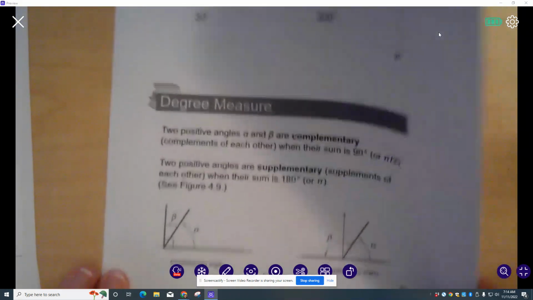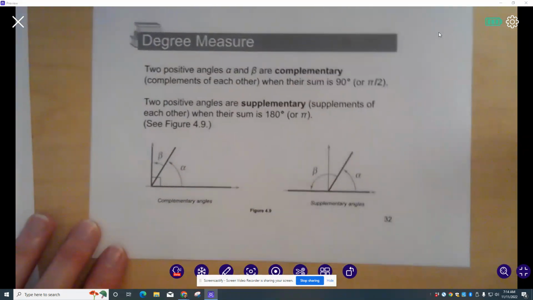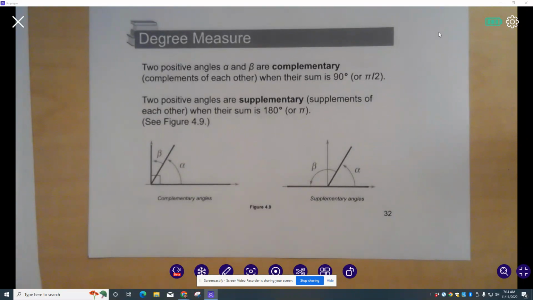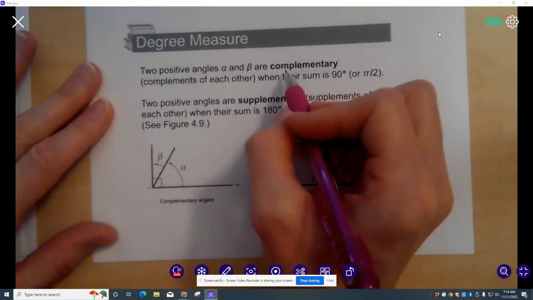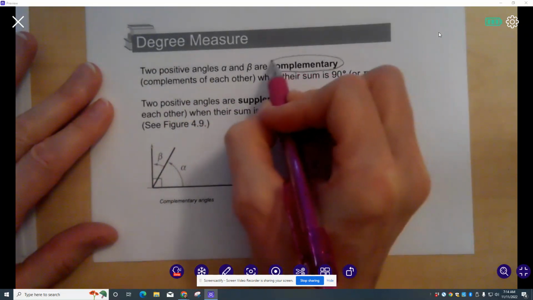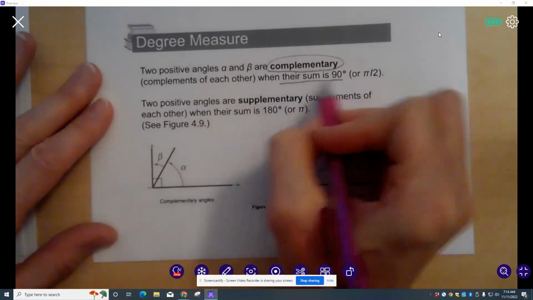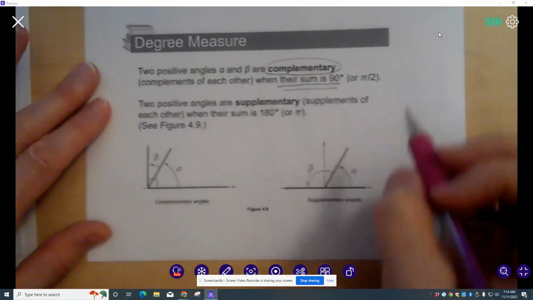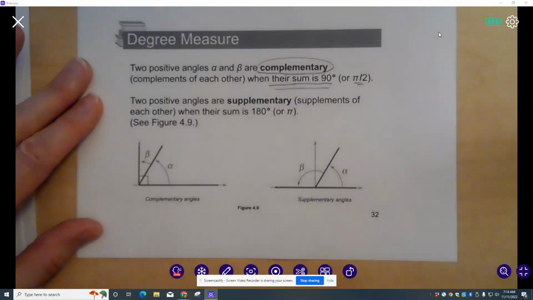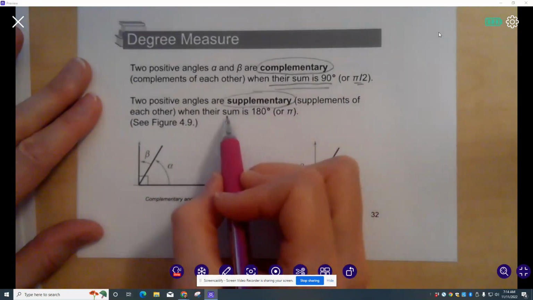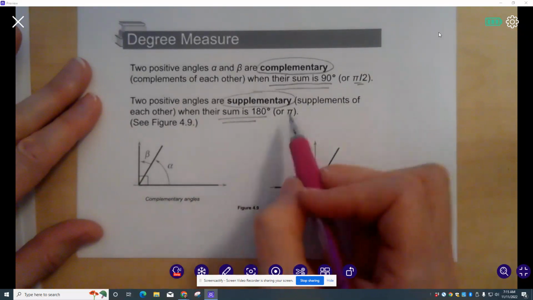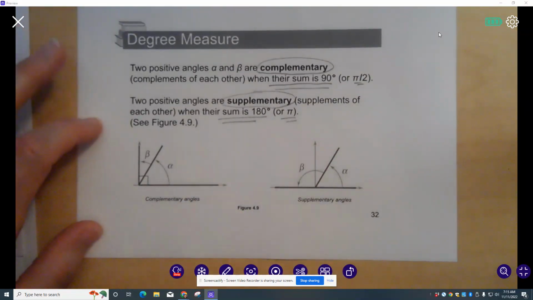Okay, then one last thing, complementary and supplementary. You probably remember this from geometry. So 2 positive angles are complementary, so I would just put this in your notes, when their sum is 90, or pi over 2, which is the same as 90 degrees. Supplementary when their sum is 180, or pi.